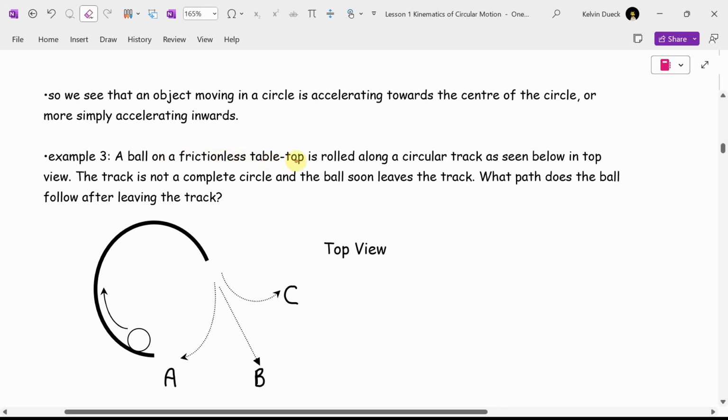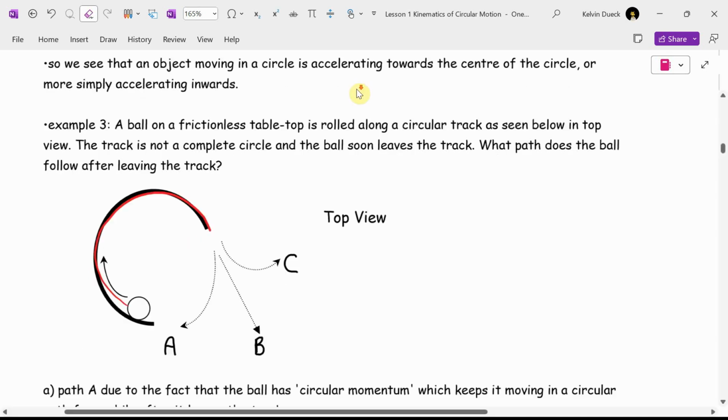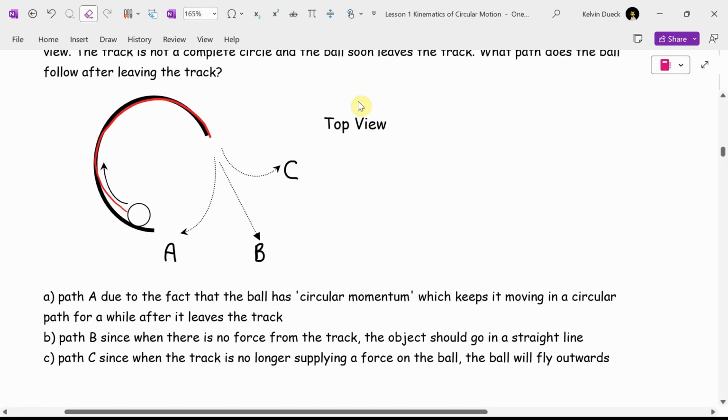A ball on a frictionless tabletop is rolled along a circular track as seen below in top view. So we're looking down and the ball is rolling along. When it gets to here, which path will it take when it reaches the end of the track? Once again, we're going to vote. Once again, how high you hold your hand up is how sure you are of the answer.